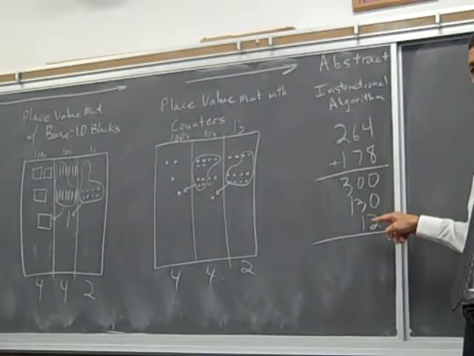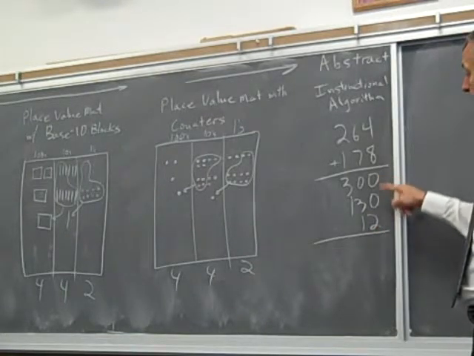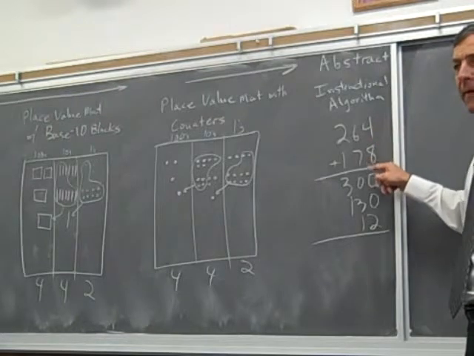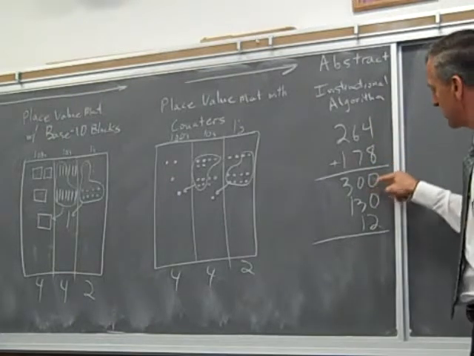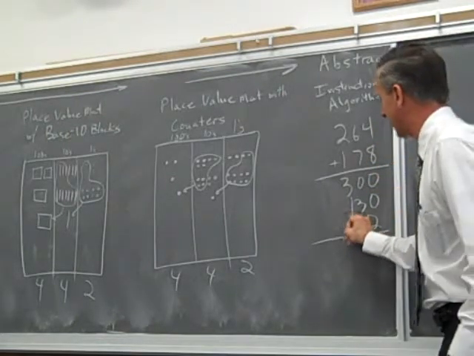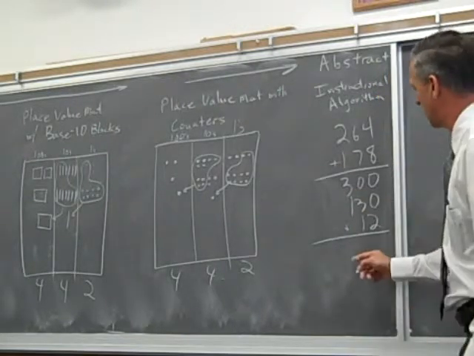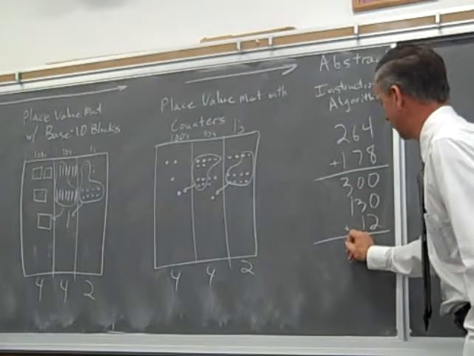Does everybody see what I'm doing? These are called partial sums. Partial sums because I haven't added up the whole thing. I've only added up part of it. So these are partial sums, and now we're going to get the grand sum, the big sum.